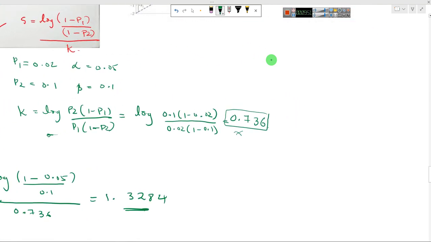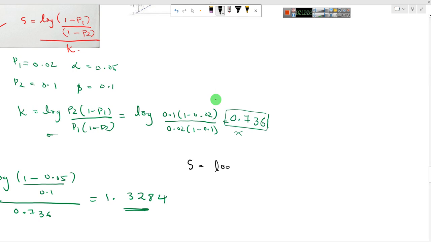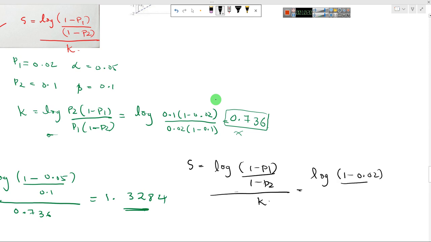Right, so let me use a different color. What color will you use? I prefer this black color now. Okay, S is equal to log of (1 minus P1) divided by (1 minus P2), divided by again K. So we know all the values. P1 is equal to 0.02, right? So 1 minus 0.02 divided by 1 minus 0.1, divided by 0.736. So that will be equal to, now let's find out the values together.